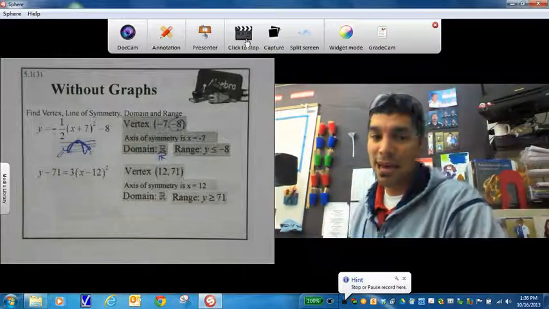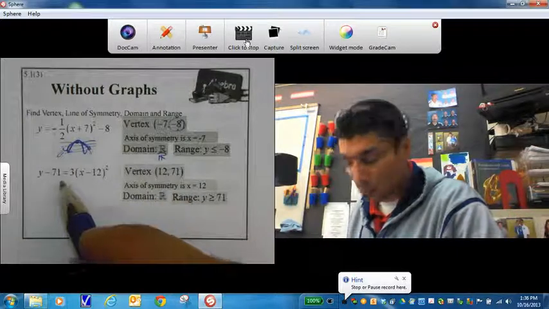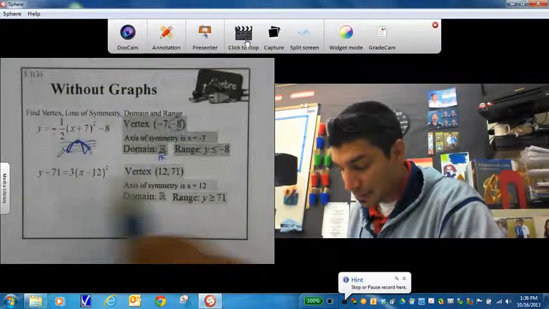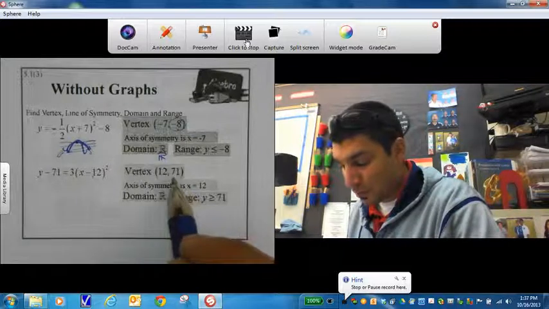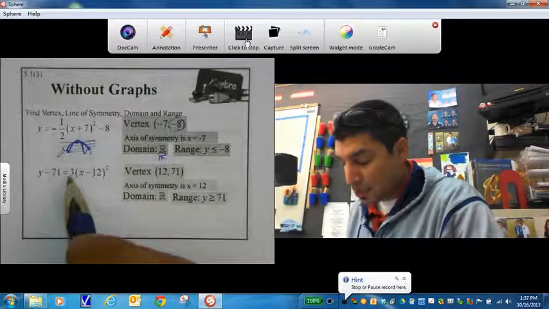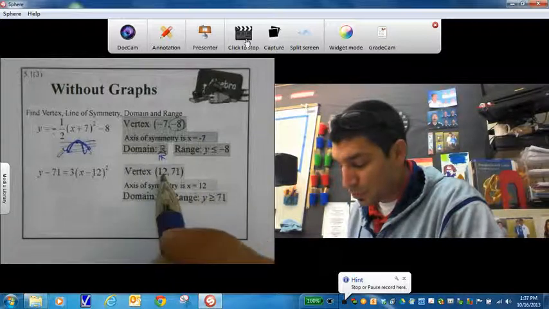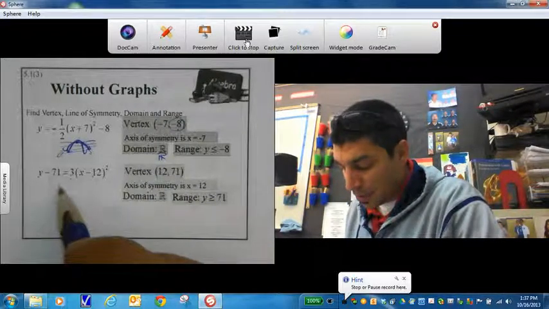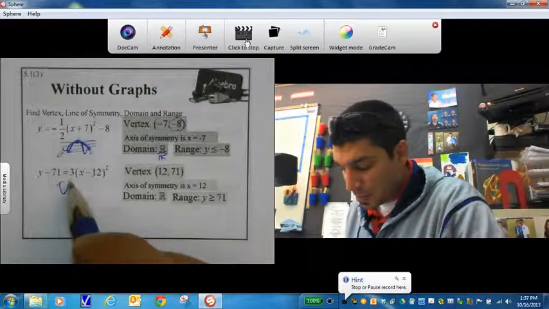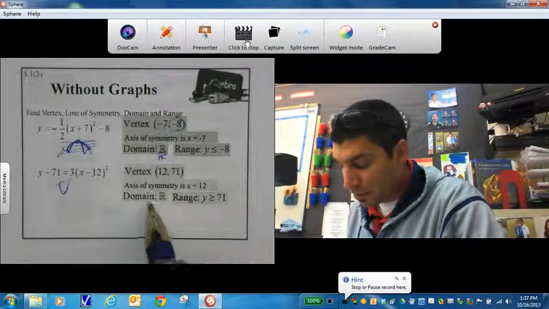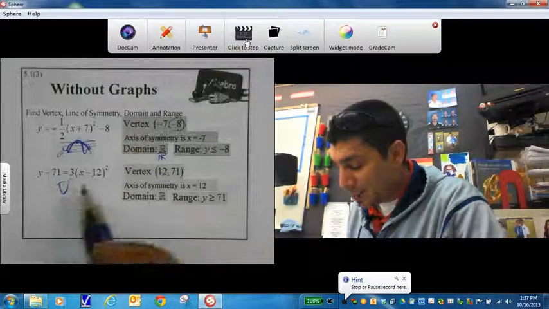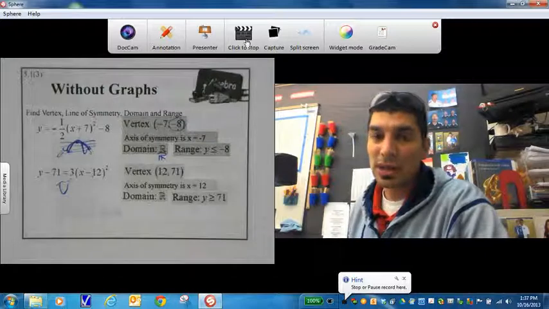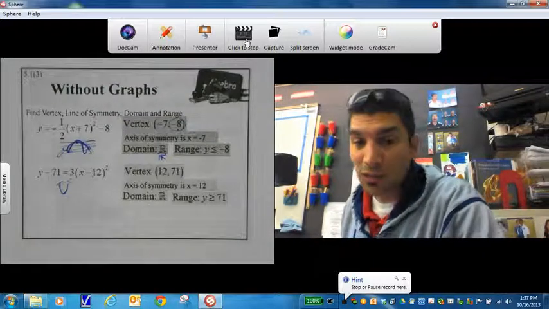Keep that in mind. So going on to the bottom one, opposite, 12 for the x, opposite, 71 for the y. This is the axis of symmetry, x equals the same, x equals 12. It opens upward, it's very narrow. So I use all reals for my domain, but my range, since this is the bottom, I use values greater than that. I use y is greater than or equal to 71.